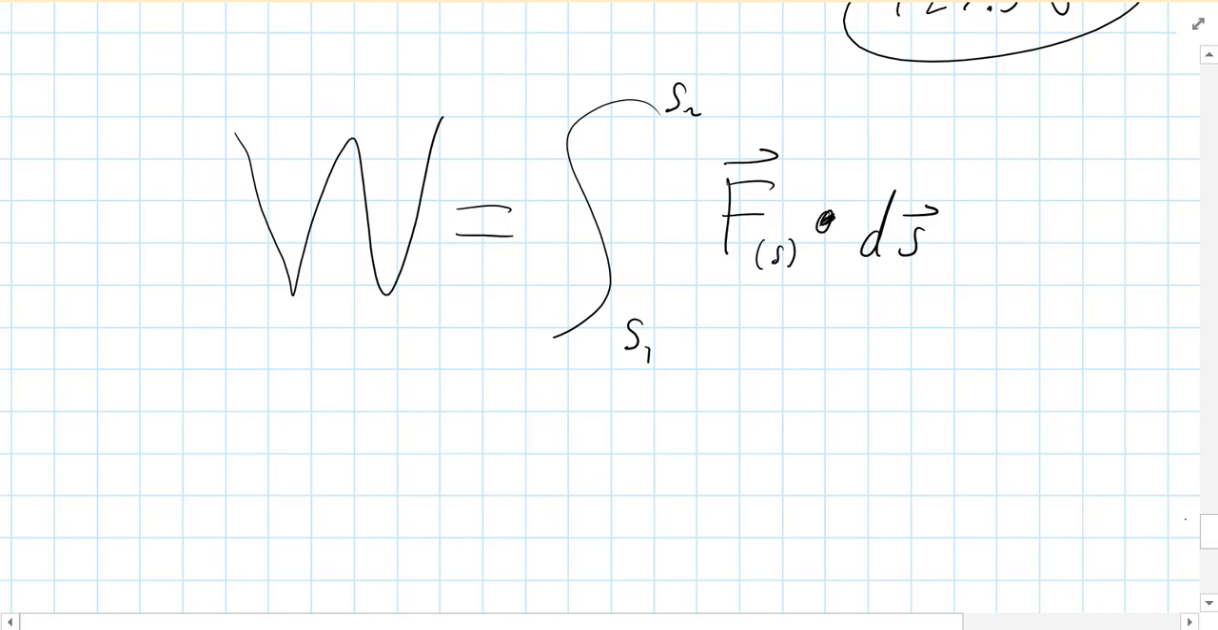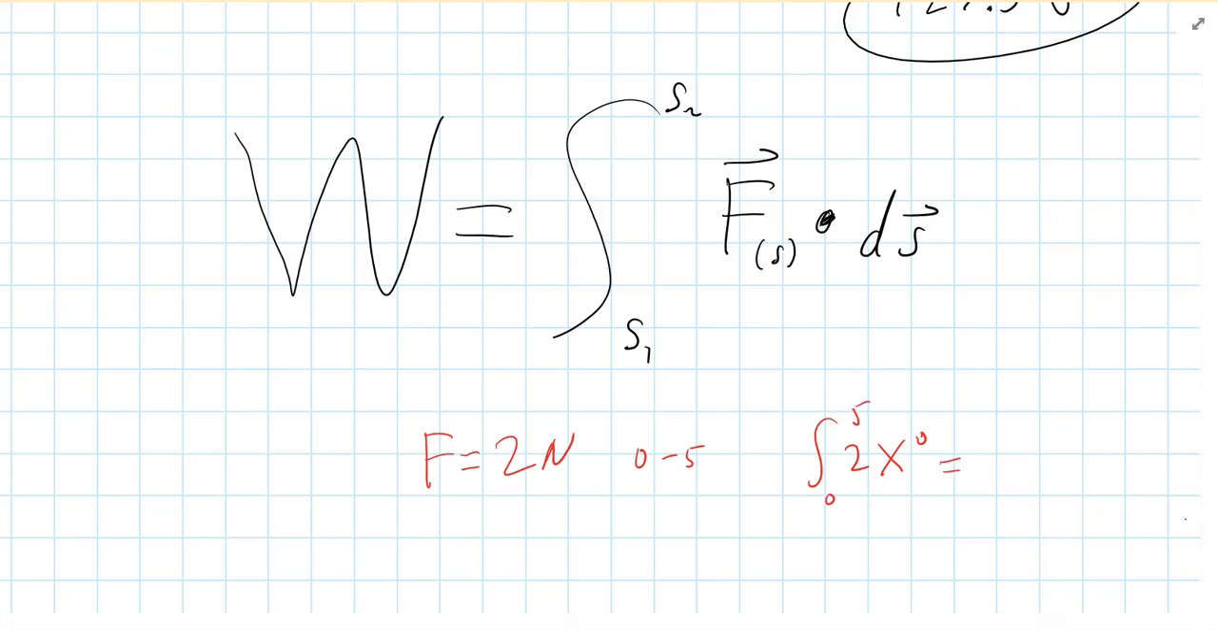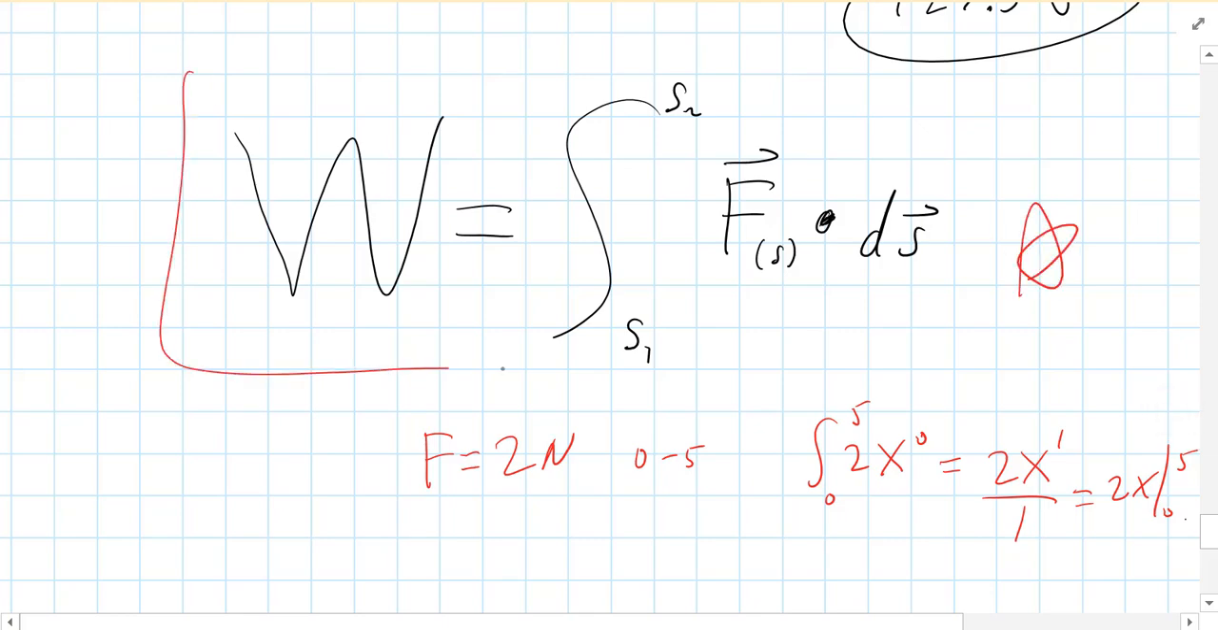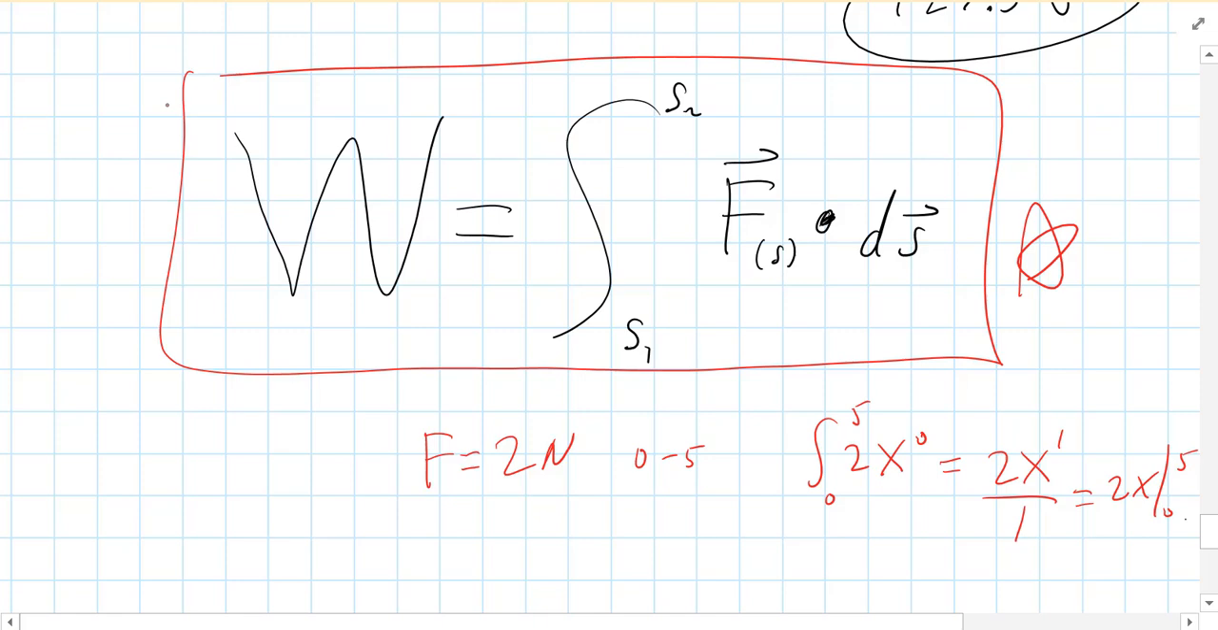Now a couple things to note. Let's say your force is constant. Let's say your force is 2 newtons and you pull this thing from 0 to 5 meters. Well, the work is 10 joules, right? This gives that to you. You're integrating 2x to the 0 from 0 to 5. To do our integral, we add 1 to the exponent, so 2x to the 1 over 1, which is just 2x. You plug in 0 and 5, you subtract, and you get 10 joules. So it works for constants too. This works every time. That's why it's called the most general definition.